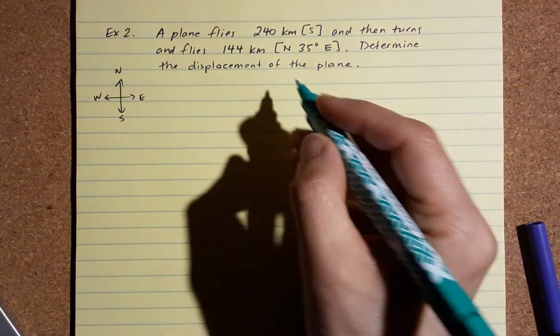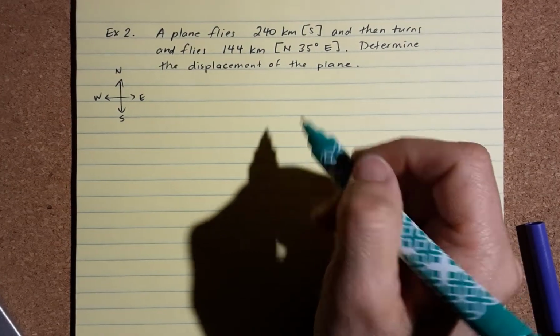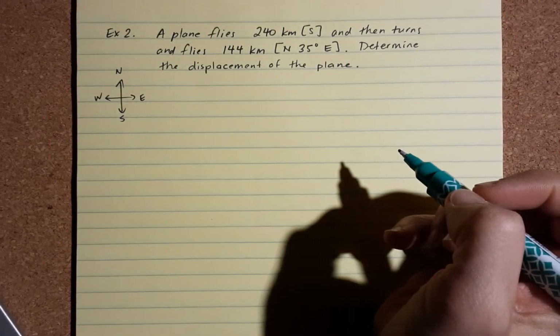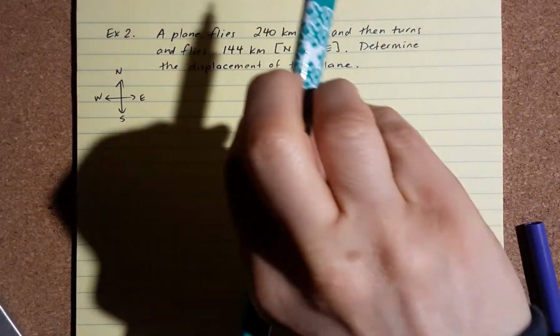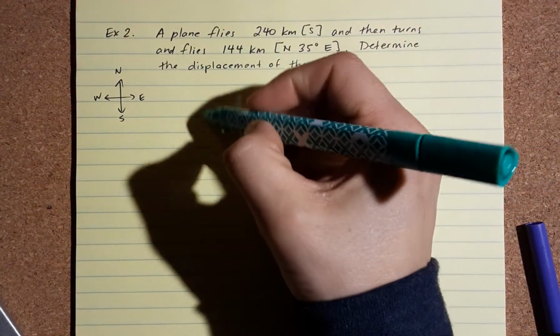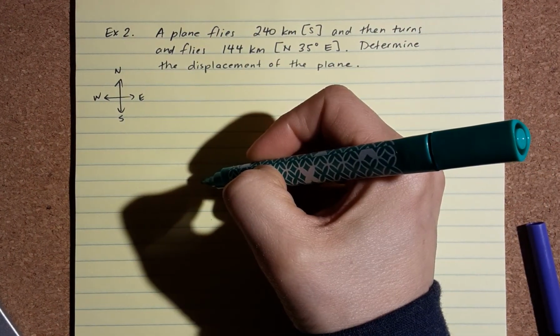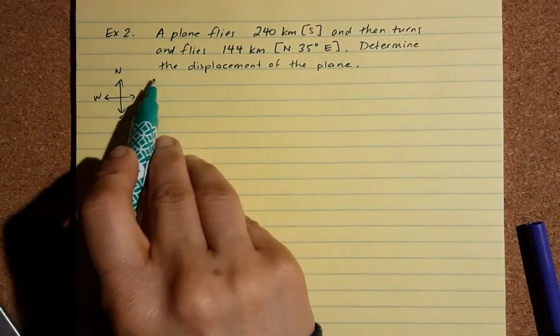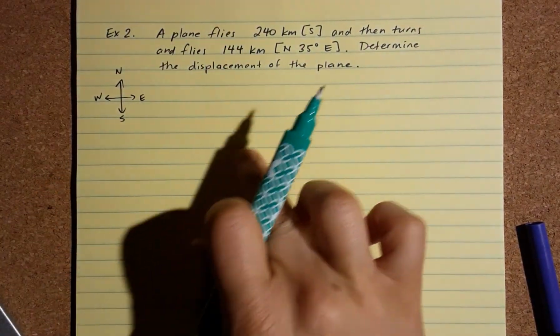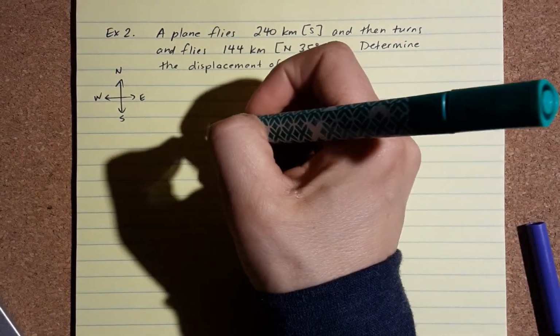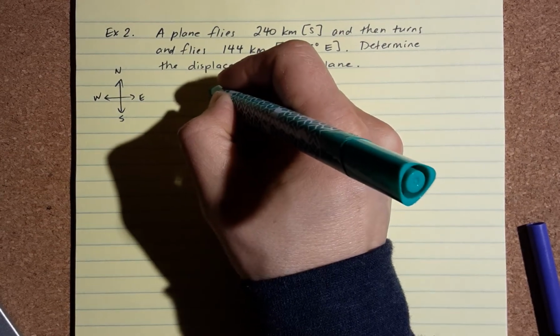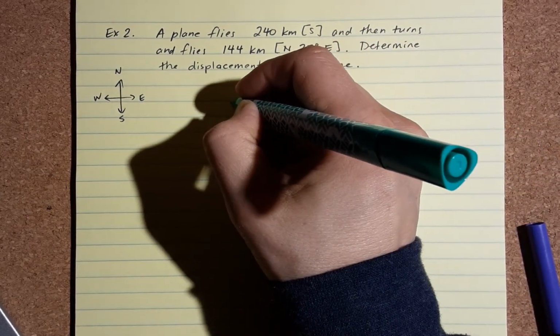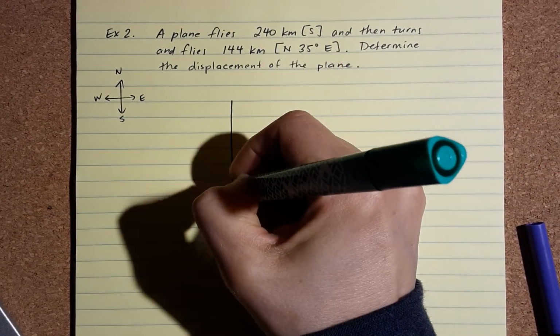All right, so I'm going to go 240 kilometers south and then north 35 degrees east. So let's think about that. I'm going to go south, so I'm going to draw my vector down, and then I need to go northeast. So that's going to be in that direction. So something like that. Let's go ahead and do it. So 200, I'm going to do this in the middle of the page, and you'll see why in a bit.